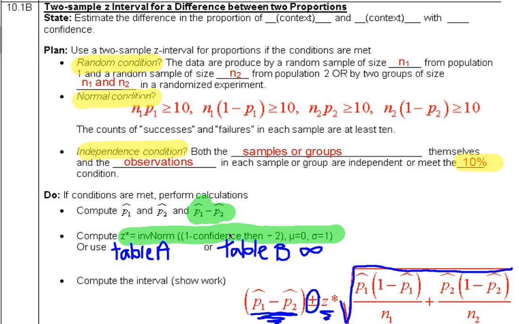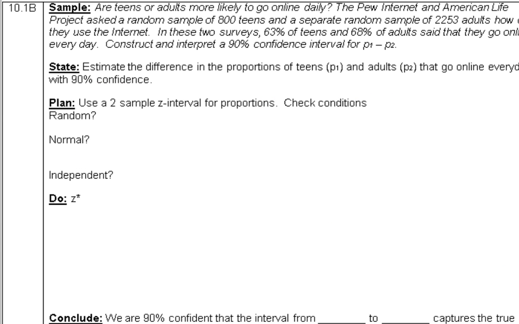Now we'll walk through one problem together. Are teens or adults more likely to go online daily? The Pew and Internet American Life Project asked a random sample of 800 teens. Let me grab my highlighter real quick.